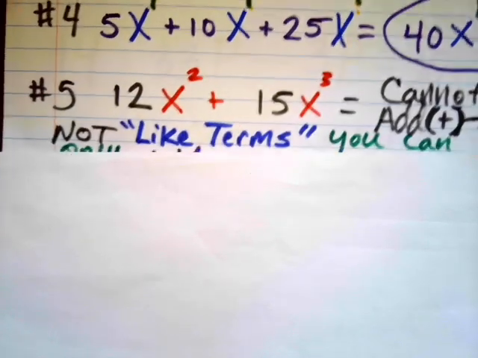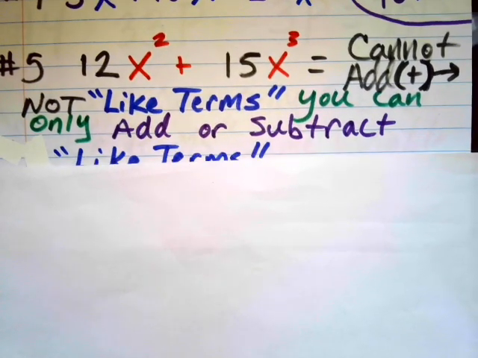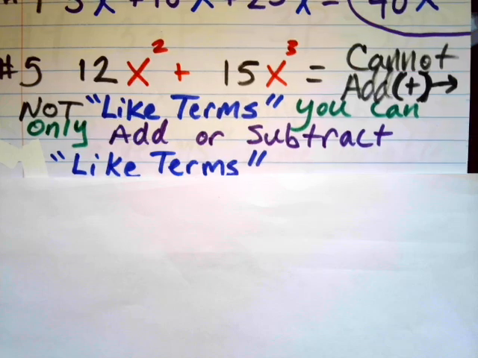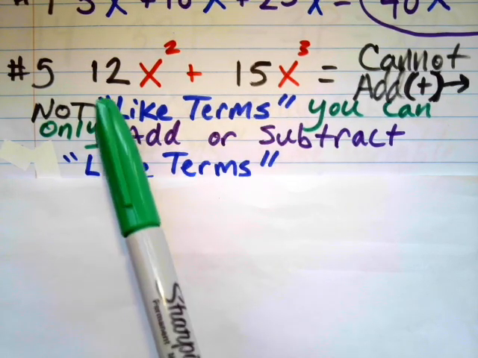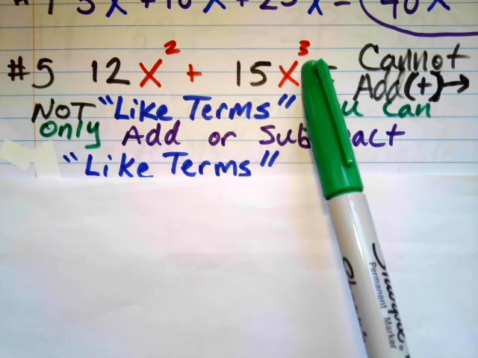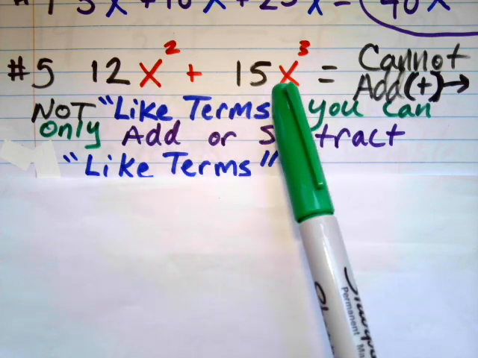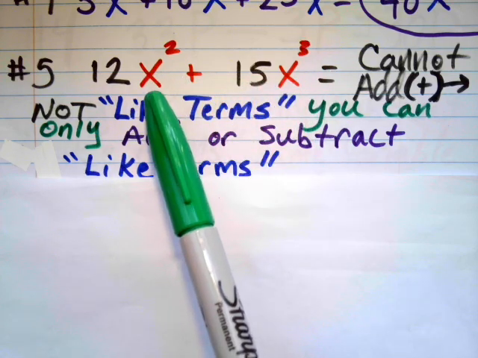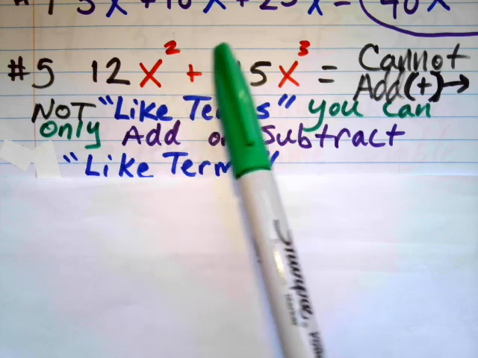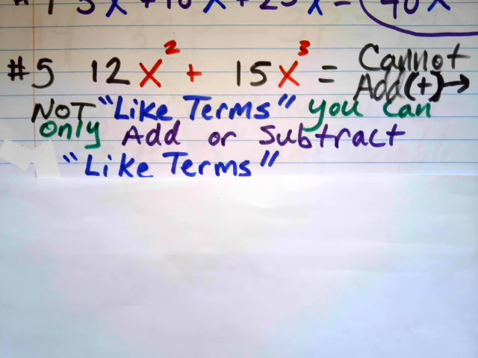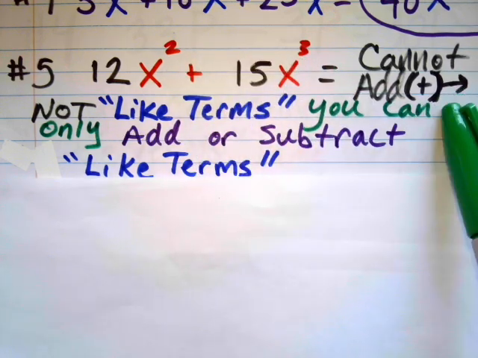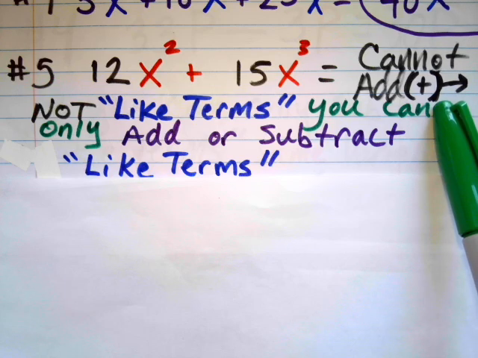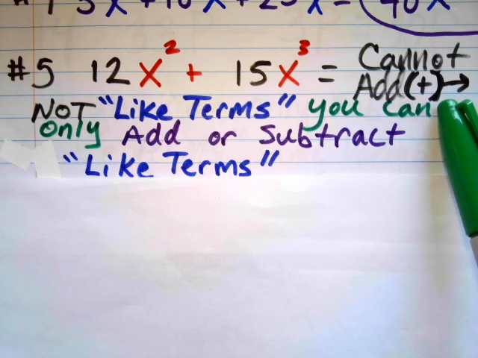All right, moving forward, I wanted to give you an example here. For number 5, we have 12x squared plus 15x cubed. Are these the same bases, x and x? Yes, they are. Are these the same exponential powers, 2 and 3? No. Because they don't have the same exponential power, you cannot add or subtract these two terms.